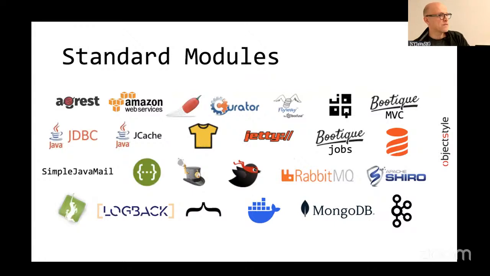So this is what we have in the Bootique ecosystem. These are the things that you can just take and use without writing any code of your own. So we integrate with Amazon Web Services with S3, by the way, and also version 1 SDK and version 2 SDKs. But don't use version 1, of course.